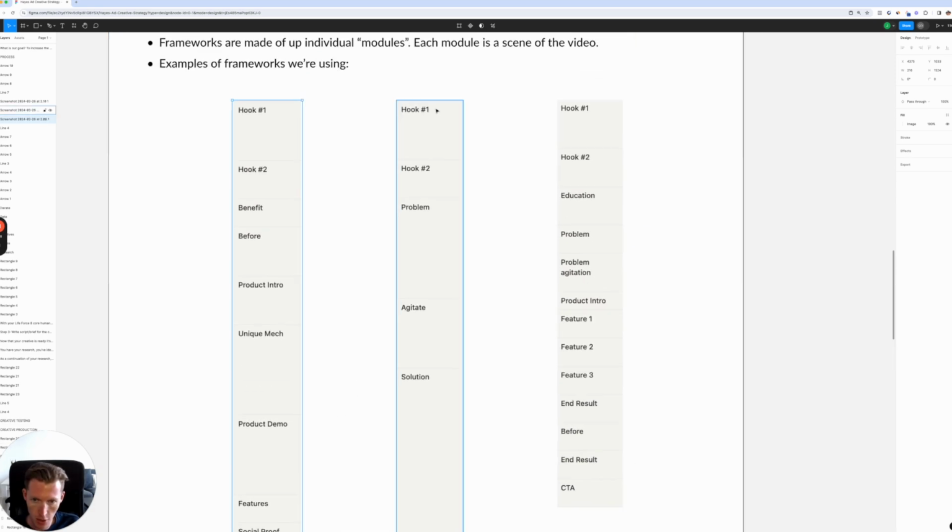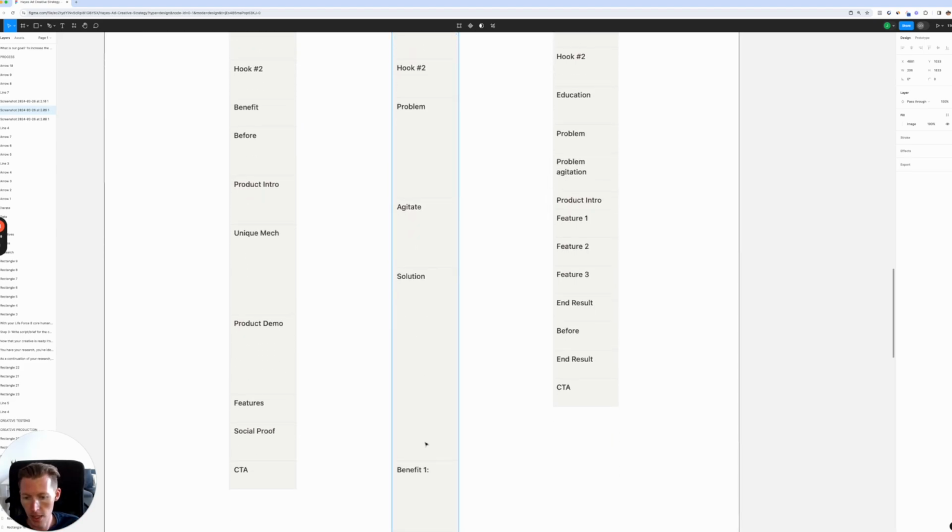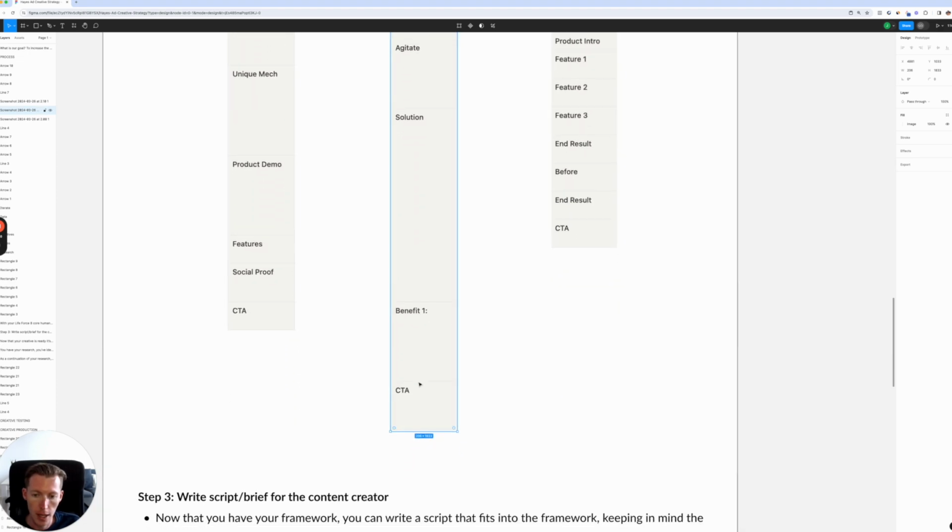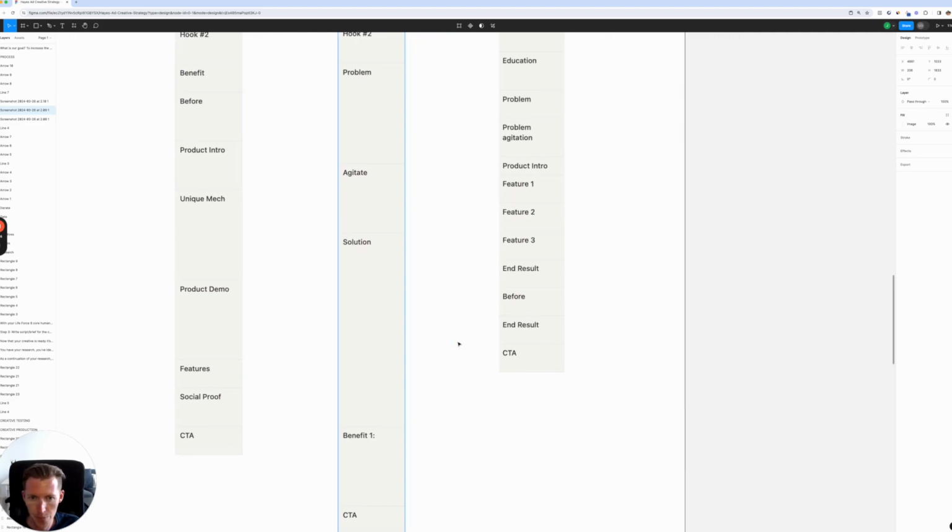Here's another one. So starting with a hook, going into the problem, then the agitation, then solution, the classic PAS formula. Then we talk about the benefit, usually the main benefit of the product. You can include multiple benefits here, and then a CTA.